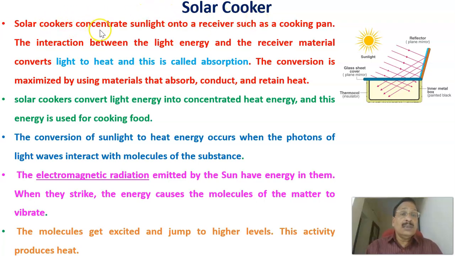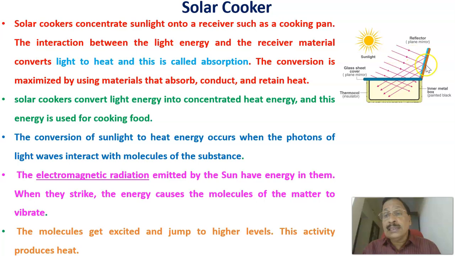Solar cookers concentrate sunlight onto a receiver such as a cooking pan. The interaction between the light energy and the receiving material converts light to heat, and this is called absorption. The conversion is maximized by using material that absorbs, conducts, and retains the heat. Solar cookers convert light energy into concentrated heat energy, and this energy is used for cooking food.